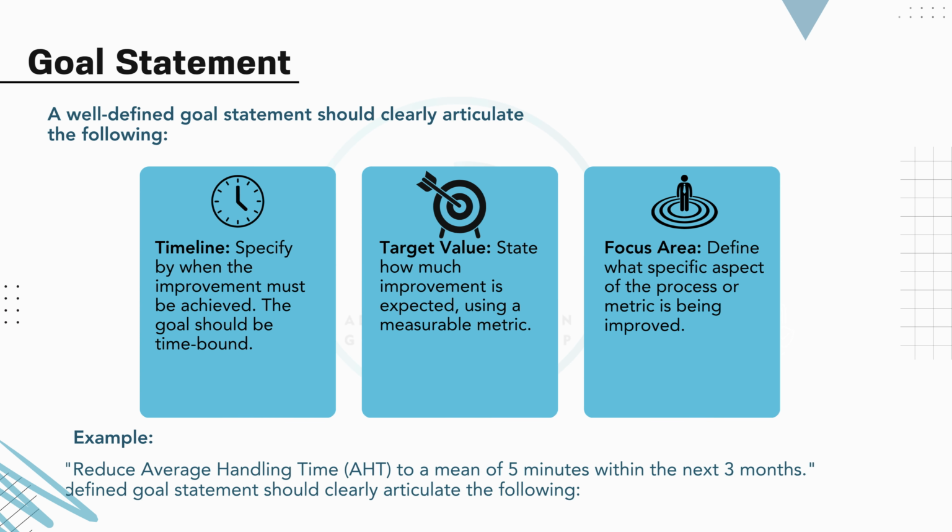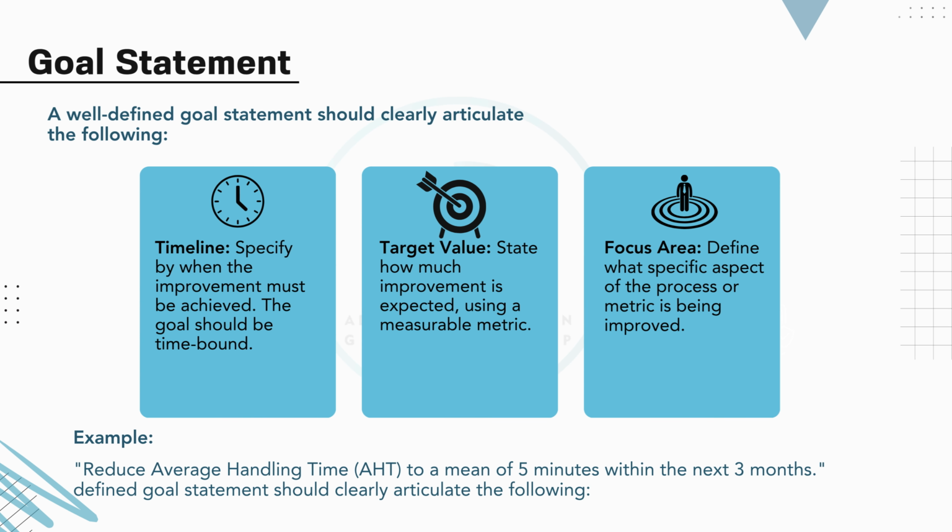Let's now talk about how to craft a clear and actionable goal statement, which is a key part of any improvement initiative. A well-defined goal statement must clearly address 3 essential components. Timeline. This answers the question, by when? It's important to make the goal time-bound, giving the team a clear deadline for achieving the improvement. Without a timeline, efforts can lose focus or urgency.